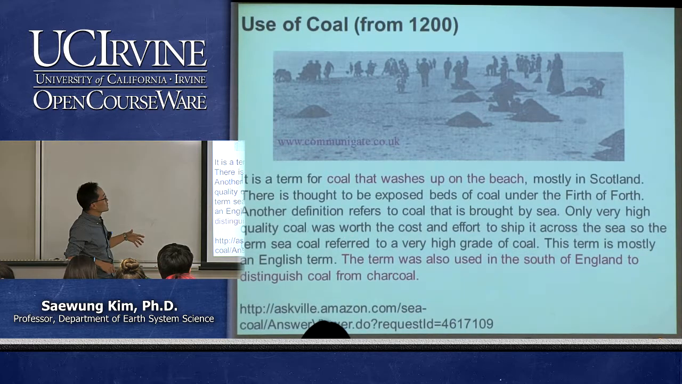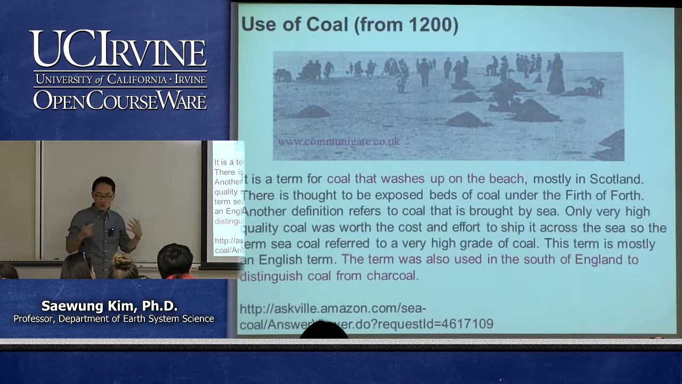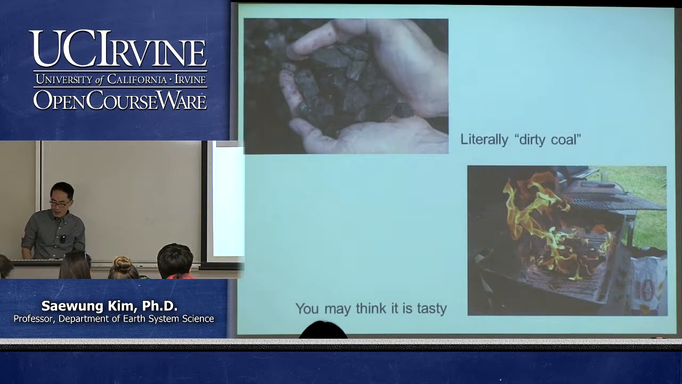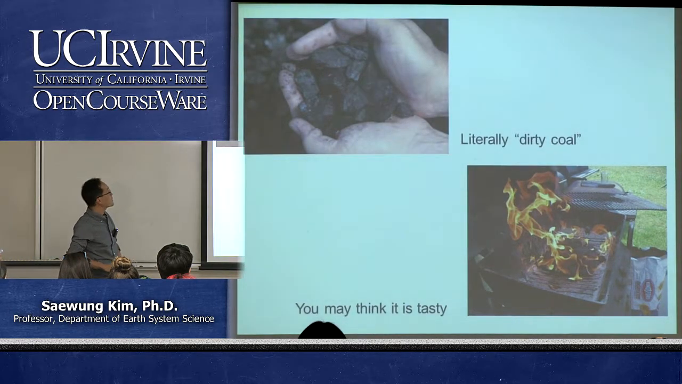So you can read this description. Basically, it is located in the ocean, and then it is brought to the shore by the waves, and deposited on the beach. So people bring these things out, and then start to use them to heat things up. Literally, if you touch charcoal, basically charcoal and coal have about the same chemical composition. You'll have pretty dirty hands if you directly touch this thing.